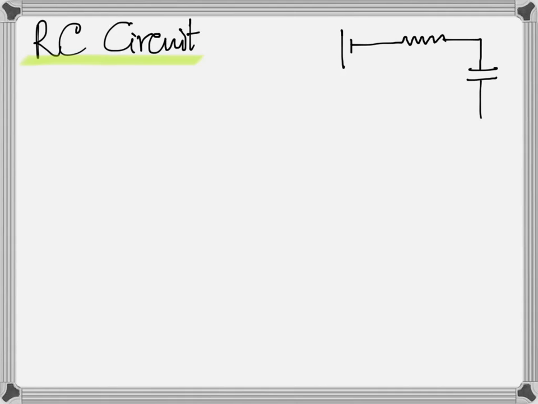That's the circuit. You have the battery, you have the resistance and the capacitance in series. Let's say that the resistance is R ohms, the capacitance is C farads, and S is a switch. E is the maximum potential difference of the battery. We call it the EMF.